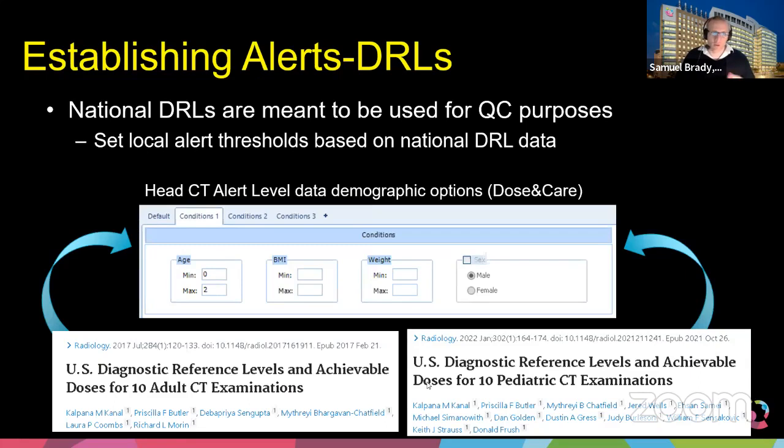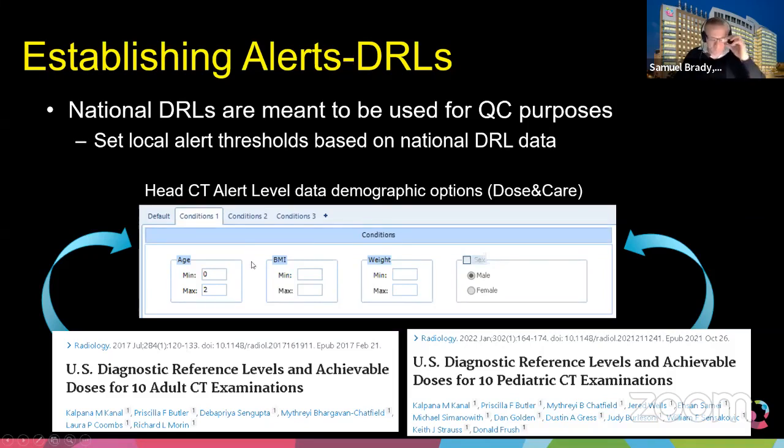So how do we do this? Well, this is where the dose monitoring software really helps. Once I receive the DRL values, I can go into my software and enter them in so that my software will send me alerts when a patient exam exceeds the limits.